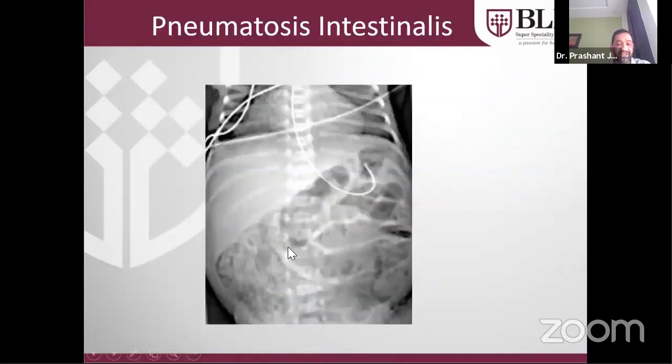Pneumatosis intestinalis is again a diagnosis which you see in patients with NEC, where you can see air specks lying in the intestinal walls. Although the diagnosis can be difficult when you read the X-ray, if you look carefully, it's the intramural gas with small air specks lying within the intestinal wall.